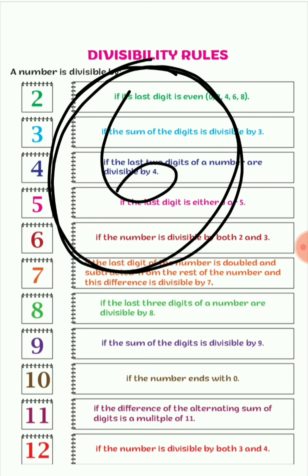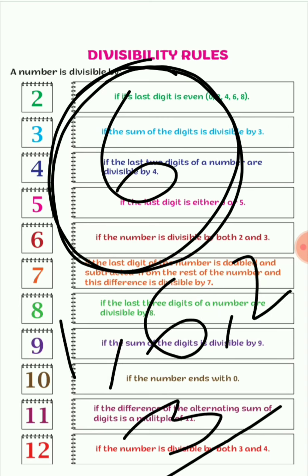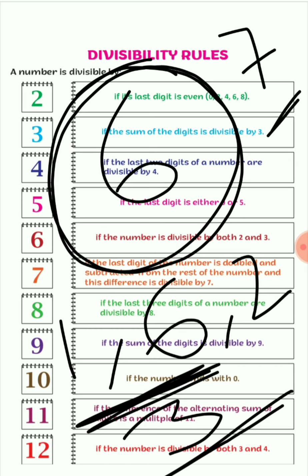But 6 has 1, 6, 2, 3. Total 4 factors. Except 1 and 6, there are also two other factors of 6, 2 and 3. So 6 is not a prime number. 7 is a prime number because it has no factor except 1 and 7. Here 6 is not a prime number. 6 is a composite number.